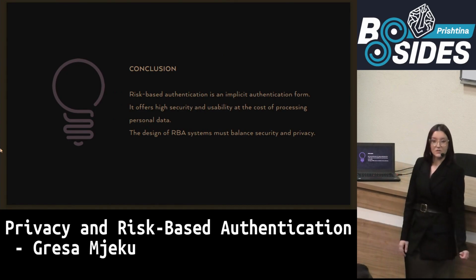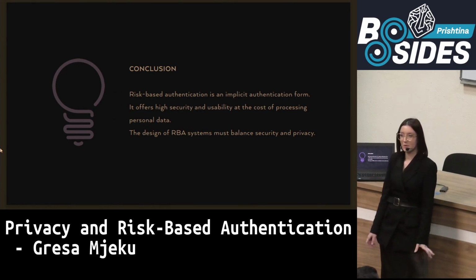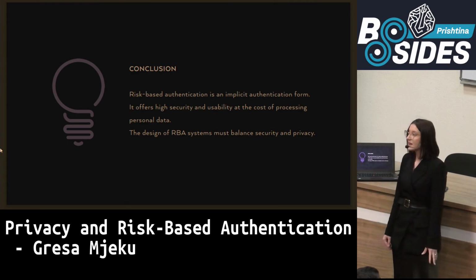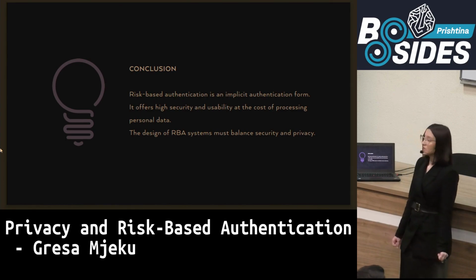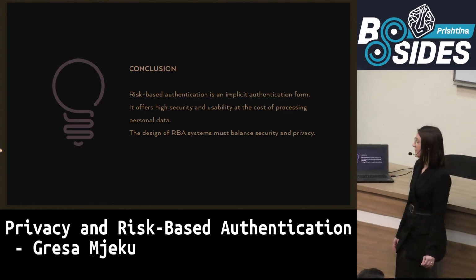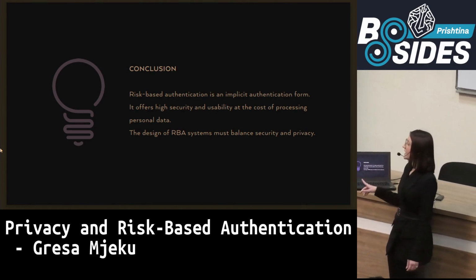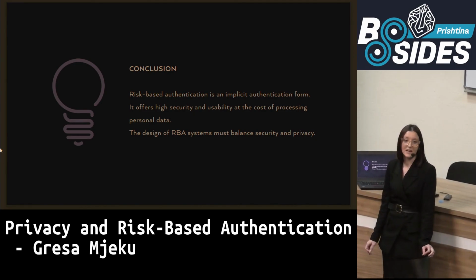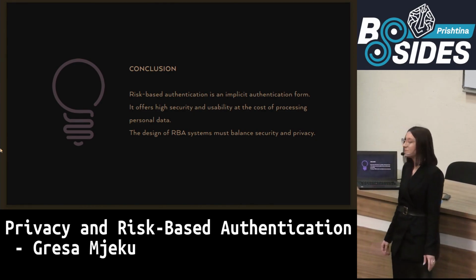This was privacy and risk-based authentication. What I talked about was that risk-based authentication is an implicit authentication form which offers high security and usability. But please don't forget, at the cost of processing our personal data. That is why the design of RBA systems must balance security and privacy.